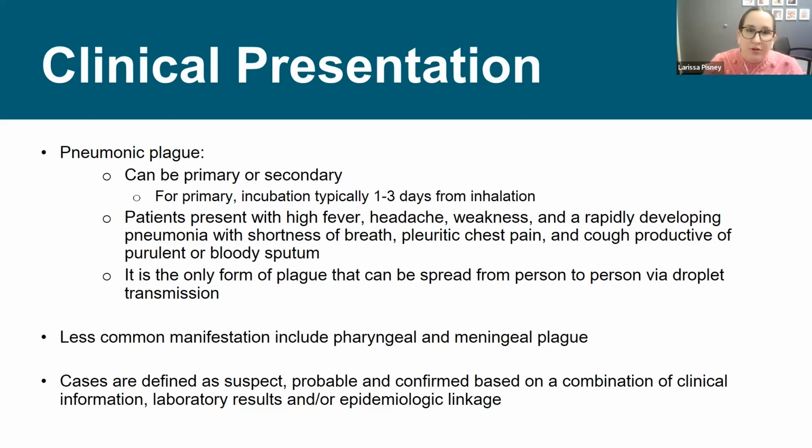And when we think about the diagnosis of plague from an epidemiologic or public health perspective, cases are defined as suspect, probable, or confirmed based on a combination of clinical presentation, laboratory results, and/or epidemiologic linkage. And again, you must have a high index of suspicion to be able to make the diagnosis for both septicemic and pneumonic plague. And we'll talk a little bit later about why it's so important to make the diagnosis early, as well as start patients on treatment early.